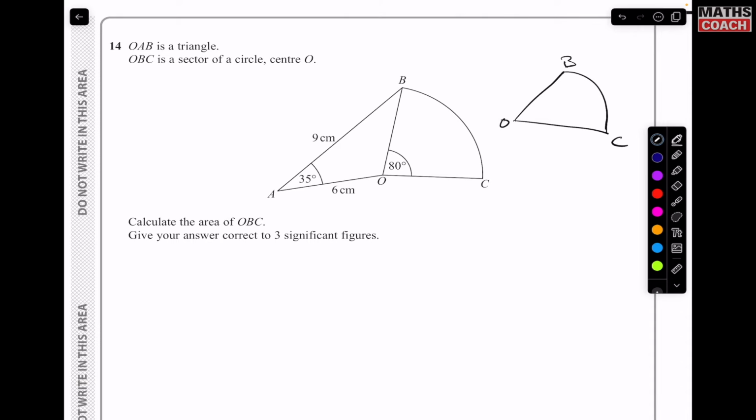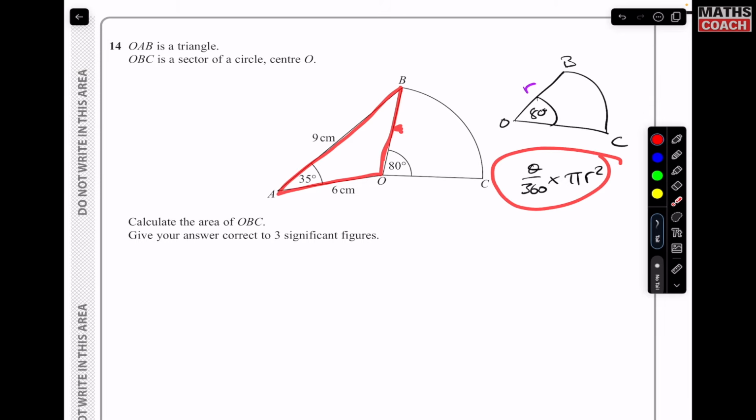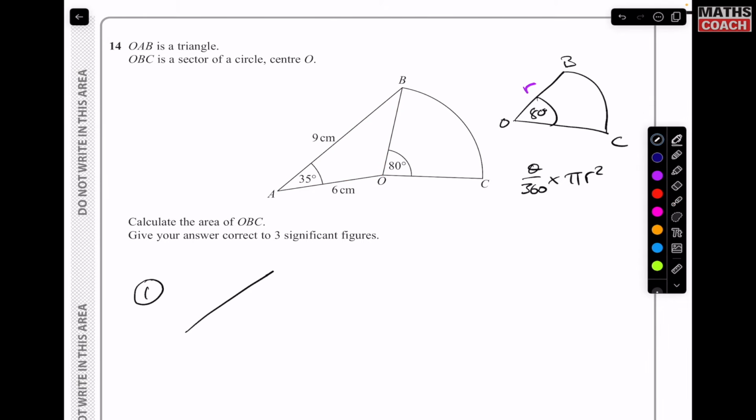OBC, we have the angle here. And how do you find the area of a sector? Area of a sector is theta over 360 times pi r squared. And r is basically that radius, which we don't have. But we can find it by using this triangle right there. We can find that radius. Once we know it, we can come back to this and calculate the area. All right, so step number one, we are going to use the other triangle. All right, let's draw that out.